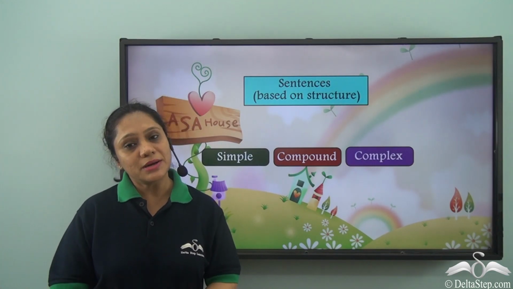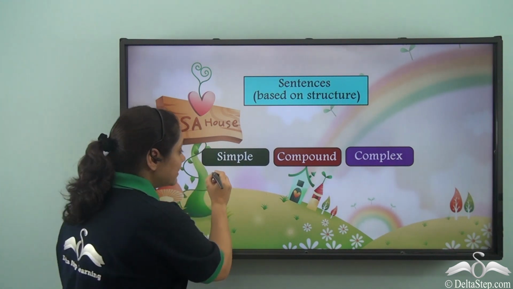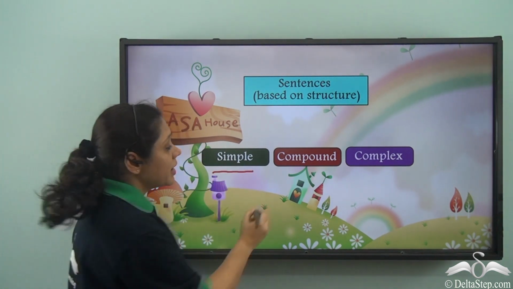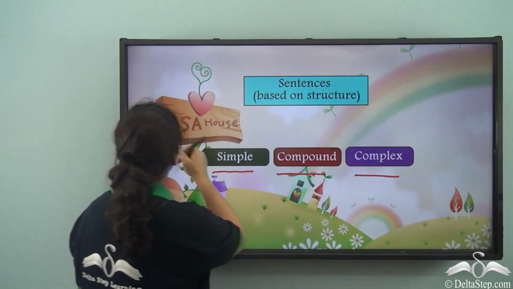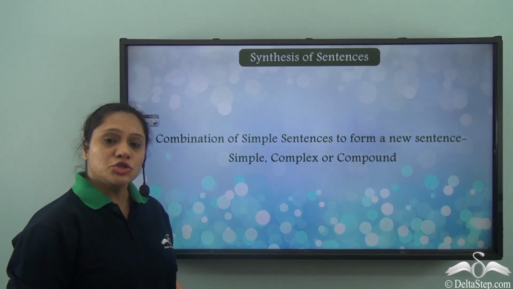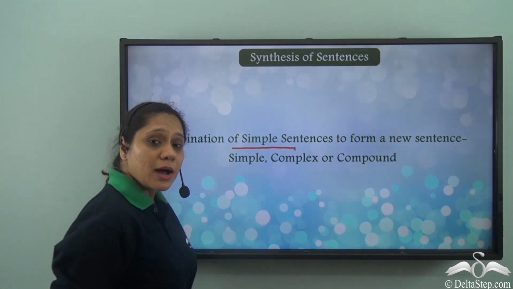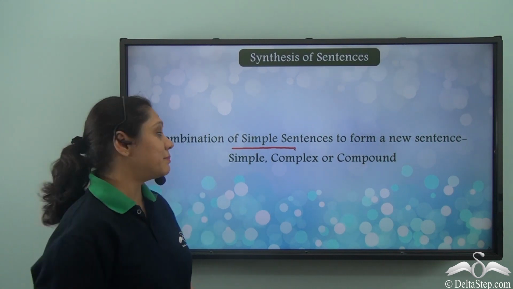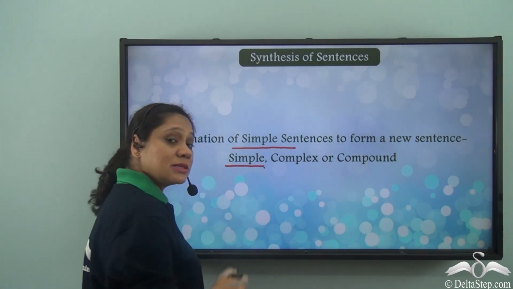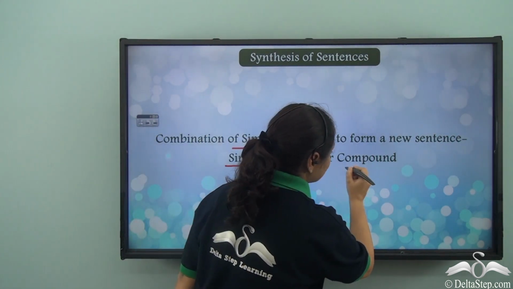Based on the structure, sentences can be of different types. They can be simple sentences or compound sentences or complex sentences. We can join two or more simple sentences to form a completely new sentence. Now, this new sentence can be either a simple sentence or a complex sentence or a compound sentence.